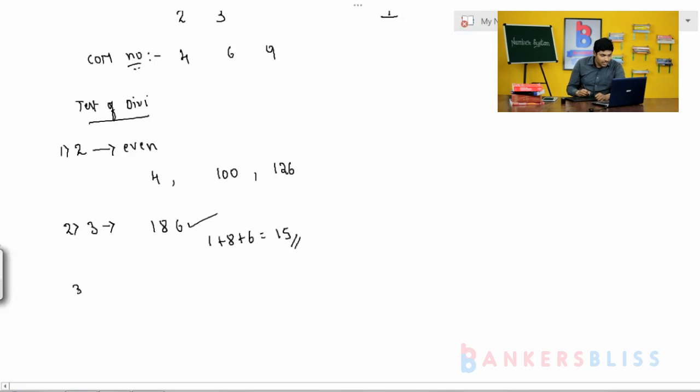Next, test of divisibility for 4. For 4, you have to consider the last 2 digits. You take any number, for example, 2064. So what are the last 2 digits? The last 2 digits are 64. Is 64 divisible by 4? Yes. 4 ones are 4, 4 sixes are 24. So 16 times. So it is divisible by 4. Therefore, 2064 is also divisible by 4.